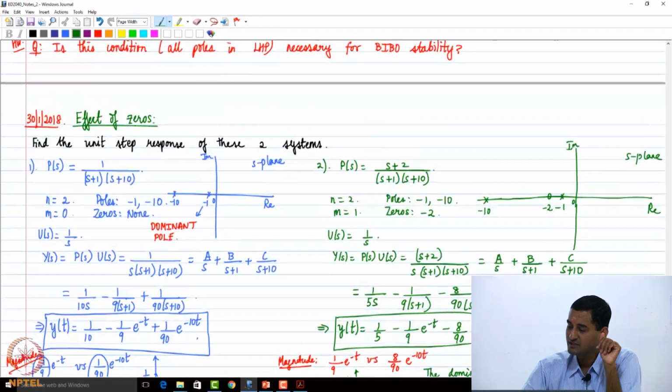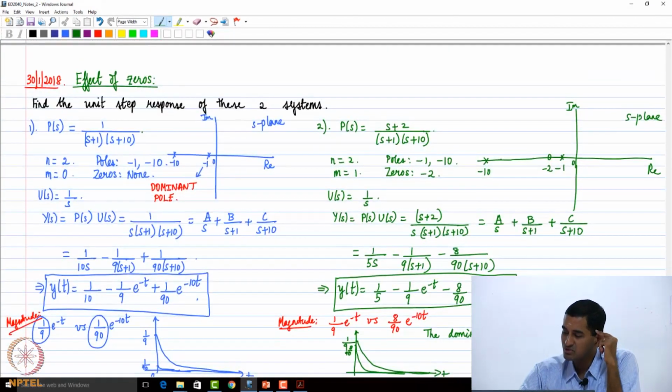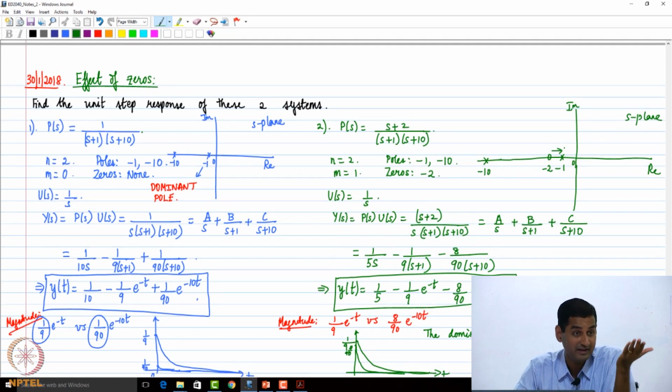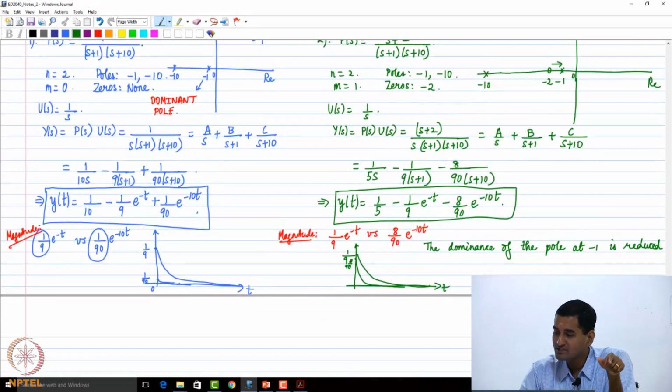As you keep on moving the 0 closer and closer to minus 1, the effect is going to be reversed. So what you raised, like when can the residue be higher, right? As you keep on going closer and closer to minus 1, the dominance of the pole at minus 1 will keep on reducing further and further. I leave it to you as homework.